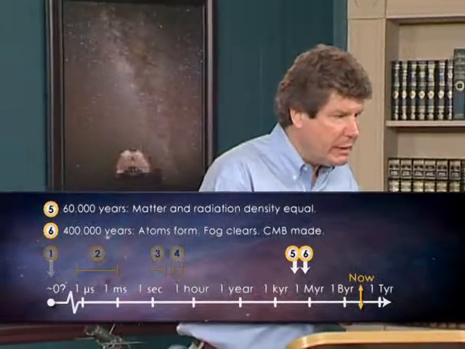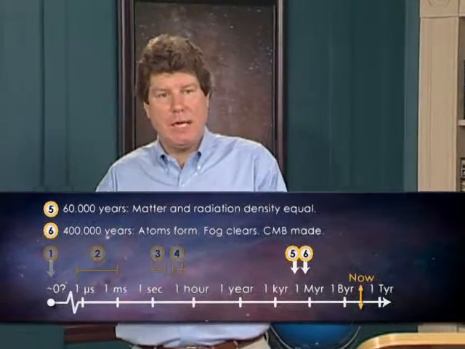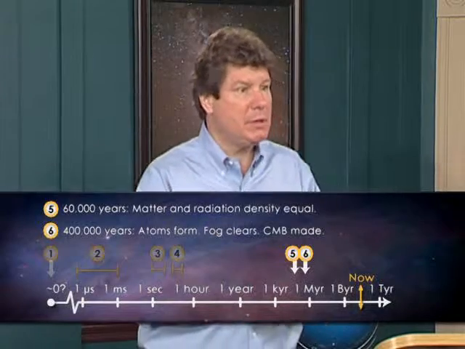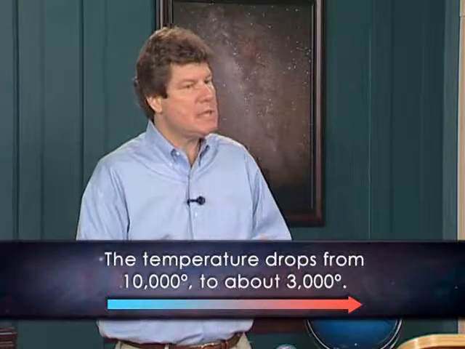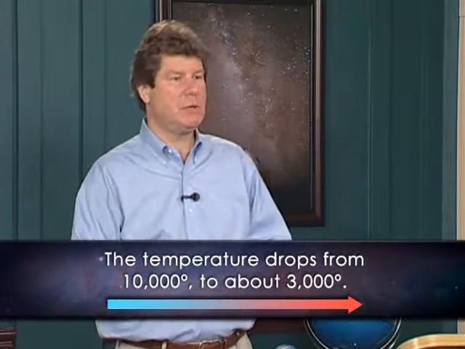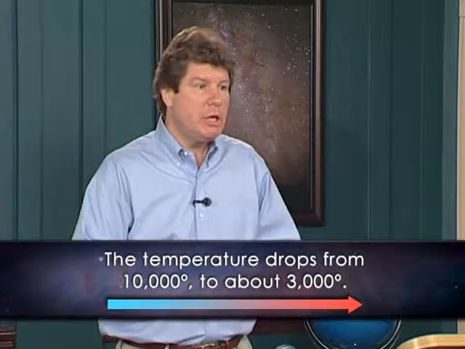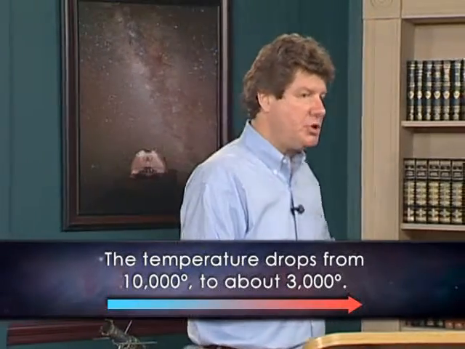Between stages 5 at 60,000 years and 6 at 400,000 years is a particularly beautiful time in the universe, because the temperature drops from 10,000 degrees, which is blue hot, to about 3,000 degrees, which is red hot. So the color of the light in the universe slips slowly through a rainbow sequence, from blue to green to yellow to orange to red. It's a really quite wonderful spectacle, and we'll look at that in more detail in lecture 14.